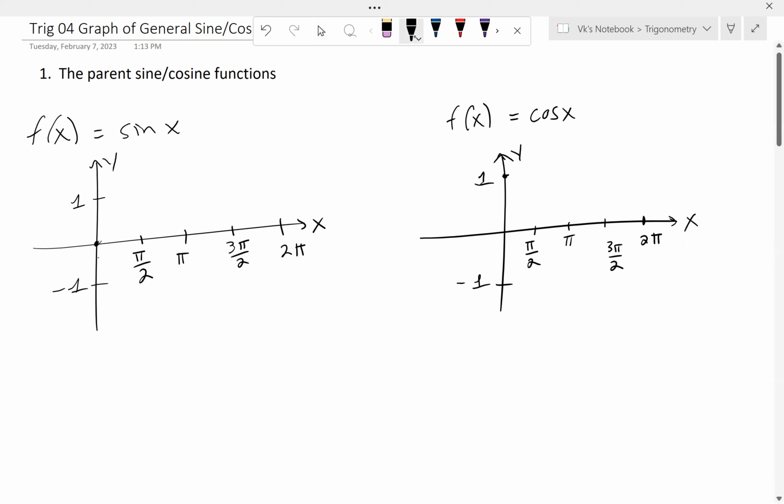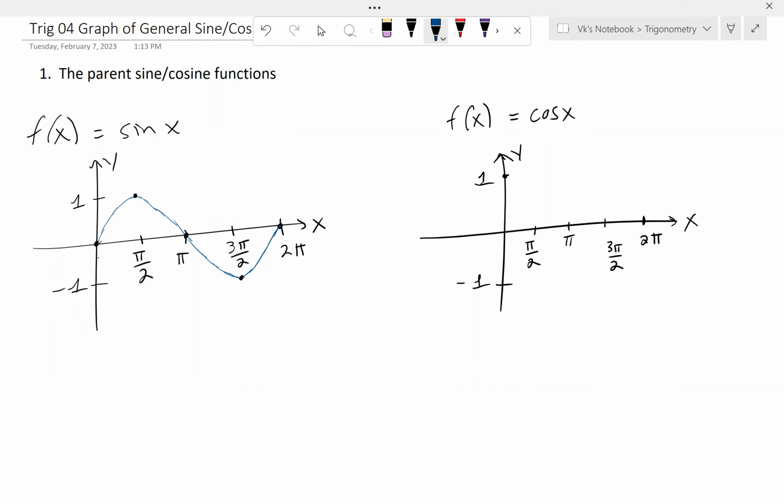We know sine of 0 is 0. Sine of pi is also 0. Sine of 2 pi is 0. And sine of pi over 2 is 1. Sine of 3 pi over 2 is -1. All we have to do is connect these points by a smooth curve. And we have the graph of sine, on one period.